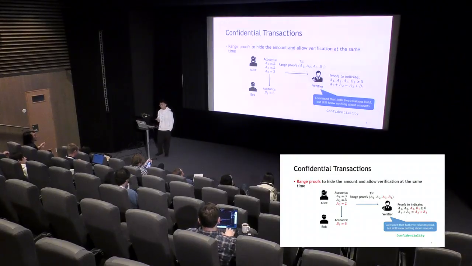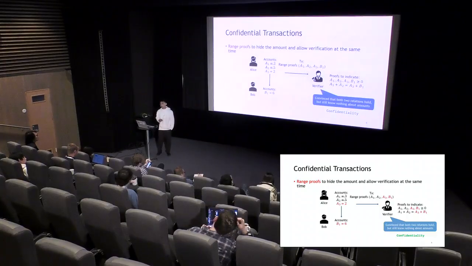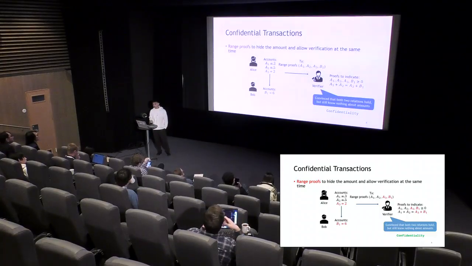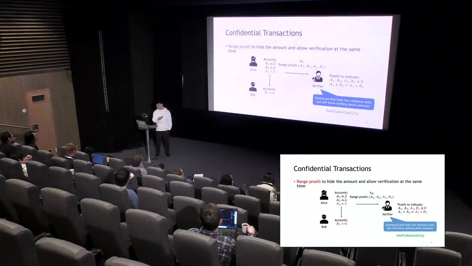So specifically, there are 2 targets. The first is called confidentiality. This is done by the confidential transaction, which includes range proofs and balance proofs. So here we need to hide the amount and allow verification at the same time. You can see from the figure, the transaction now only includes range proofs for all the input and output values. And the verifier cannot read the exact amounts.